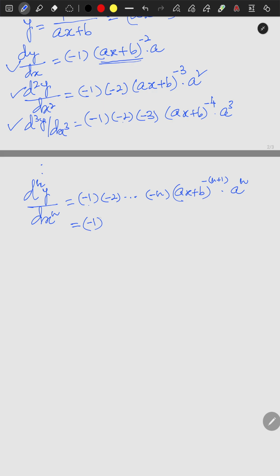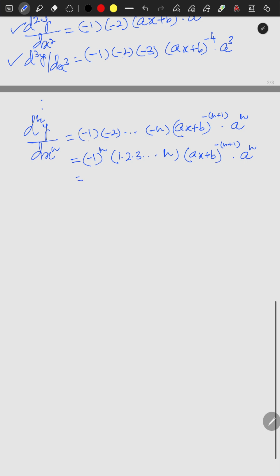as common, so this can be written as minus 1 to the power n. Once you are taking minus out from each of these terms, we are having 1 dot 2 dot 3 up to n, and here we are having ax plus b to the power minus n plus 1 and a to the power n. So this can be written as minus 1 to the power n times n factorial times ax plus b to the power minus n plus 1 times a to the power n.